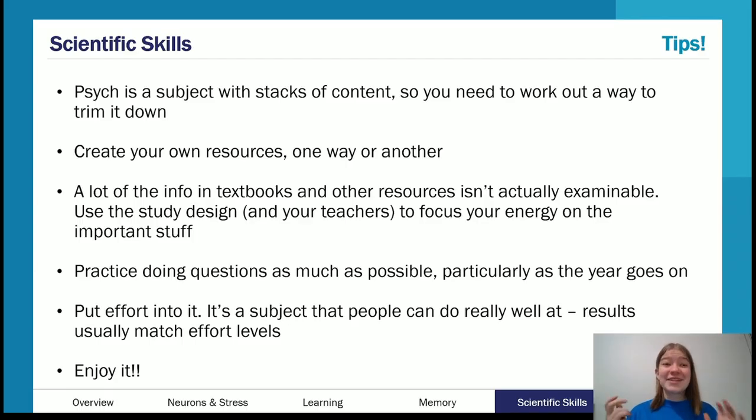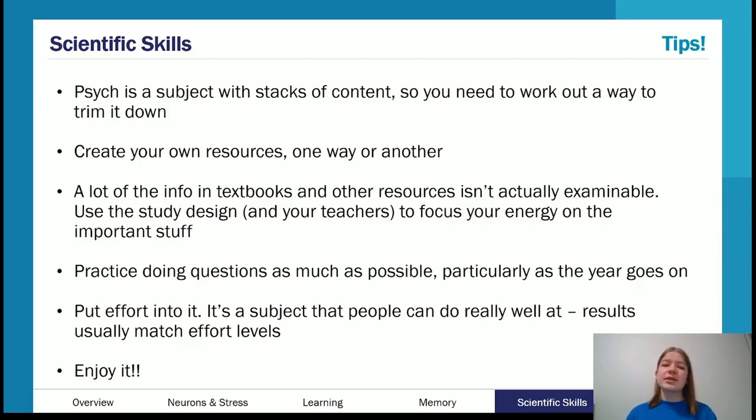Right, so here we have some tips in terms of psychology. Psychology does have a lot of content, so you want to find a way that you can try to trim it down. And particularly because it's a new study design, think about creating some of your own resources. I always recommend you have the study design as your best friend throughout the year, but with this being a new study design, that is especially the case.